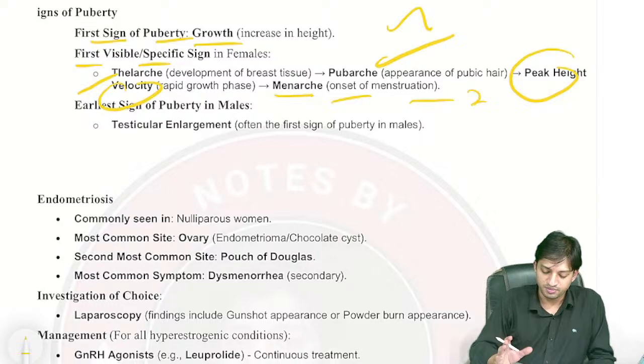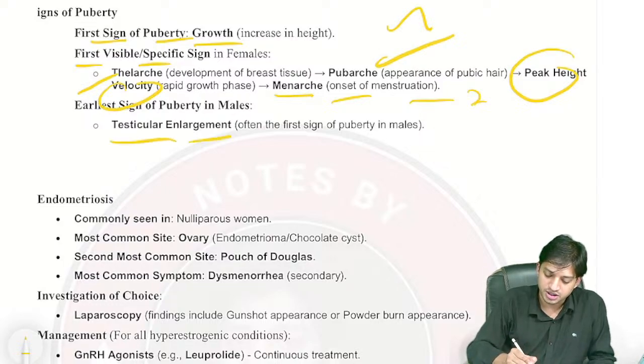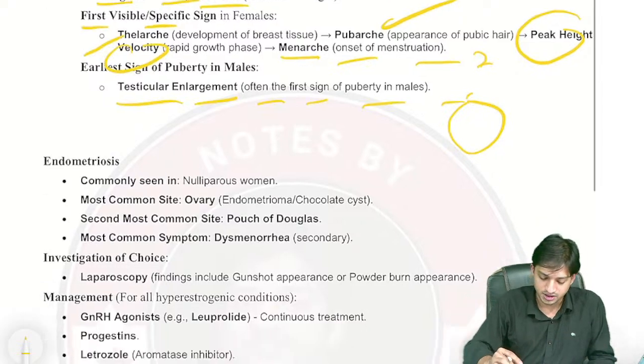Earliest sign of puberty in males. What is the earliest sign of puberty in males? It is the testicular enlargement. When the testicles enlarge, it is often the first sign of puberty in males.